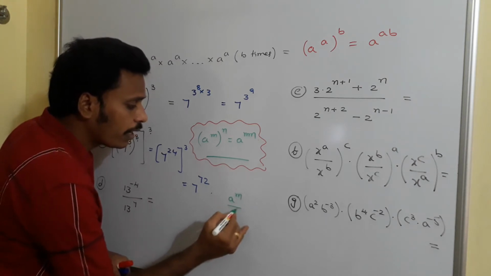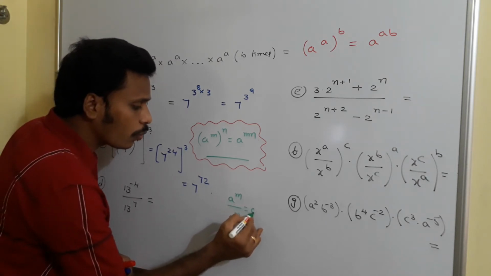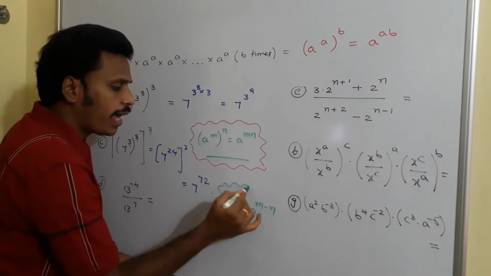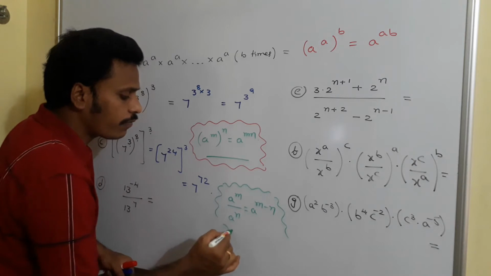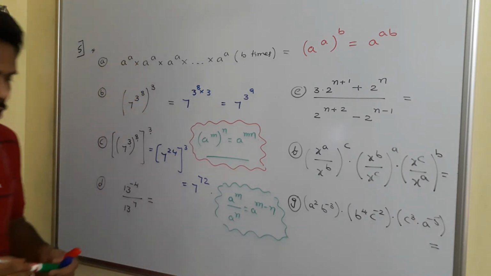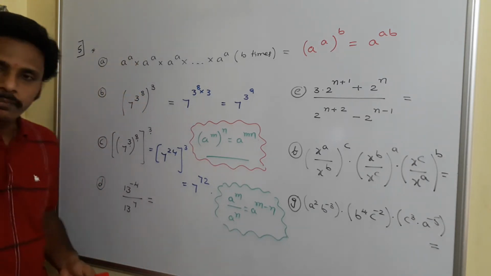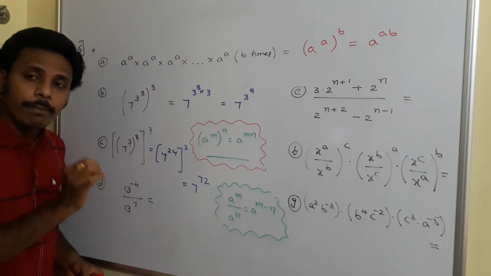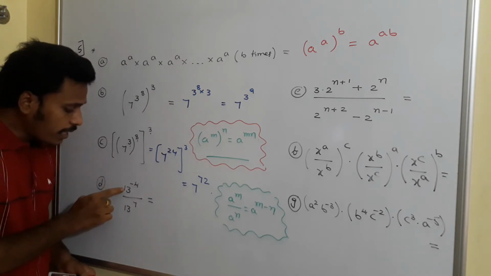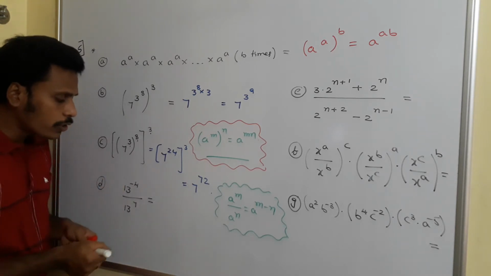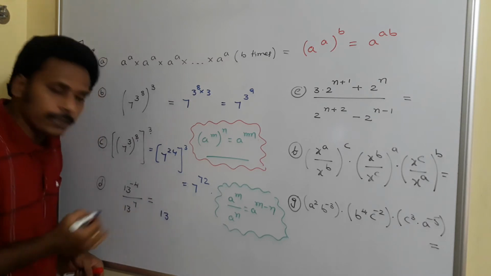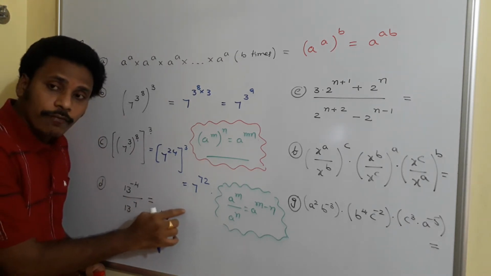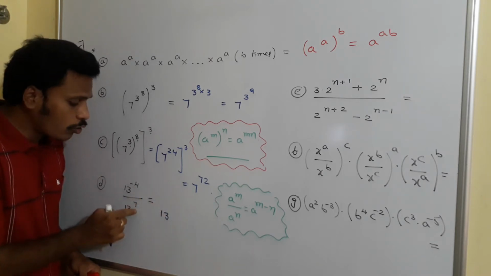A power m divided by a power n is equal to a power m minus n. I explained this law in the first class itself, and we did different simple problems related to this, and again it is one more simple one. A power m divided by a power n is equal to a power m minus n. See, if the bases are the same, your answer also has the same base, like 13, and then you need to write the power for this 13 as the difference of these two.